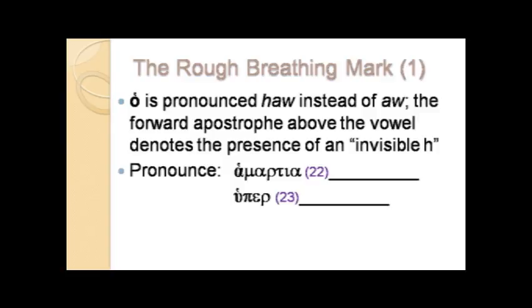The next word, without accounting for the rough breathing mark, would be uper. But with the rough breathing mark, it becomes hooper. And this is where we get the English word hyper from, and it basically means above. It actually can mean a few different things depending on context, but the basic meaning is above. So when you say that someone is hyperactive, what you're saying is that their activity is above that which it normally is. Hyper, above.